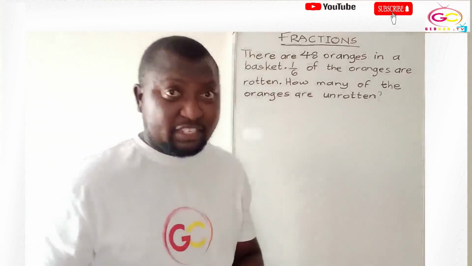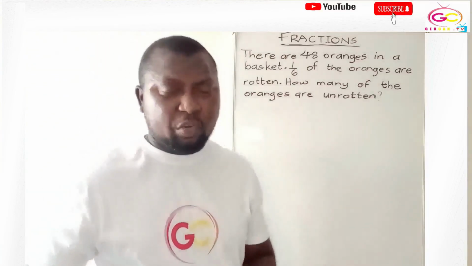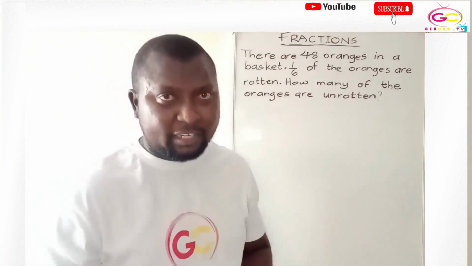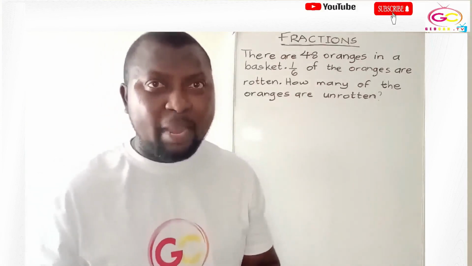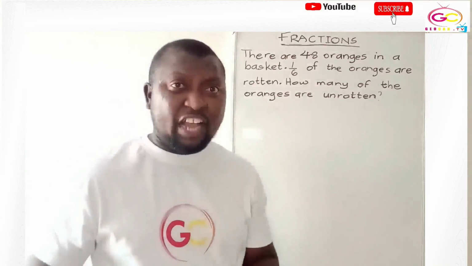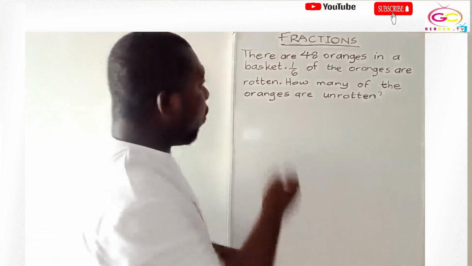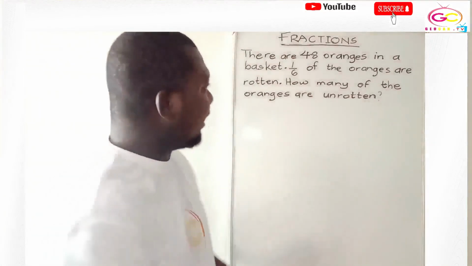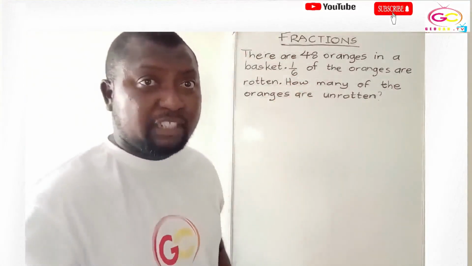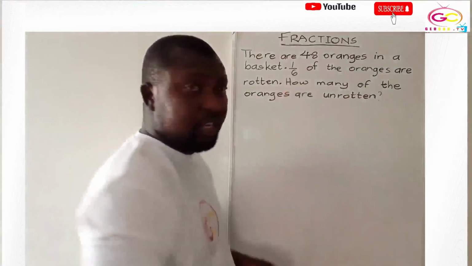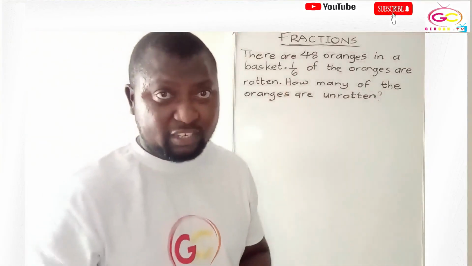Good. It's easy, right? Now, in tackling this question, we are going to use two methods. In the first method, since we know the fraction of oranges that is rotten, we multiply it with the total number of oranges, right?